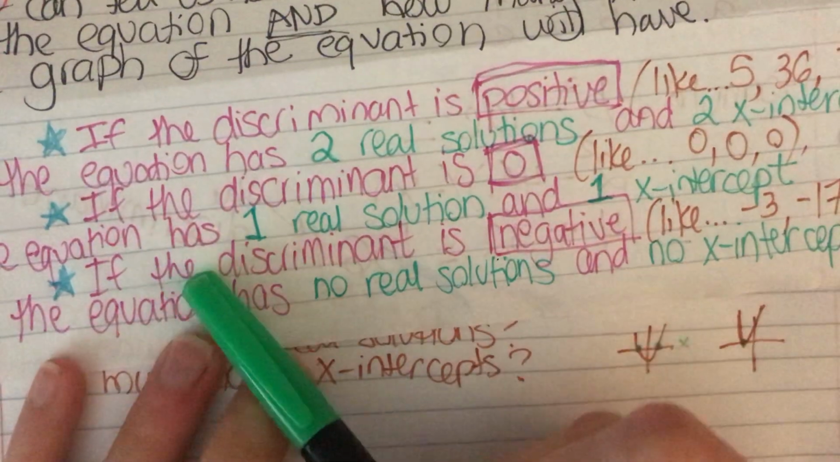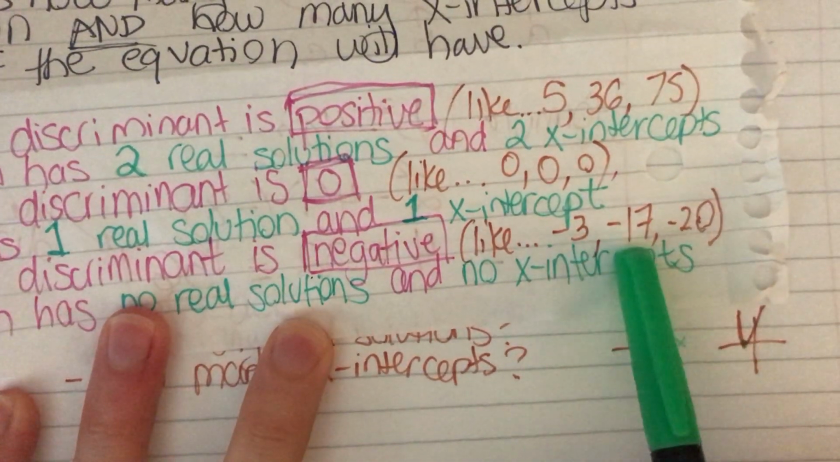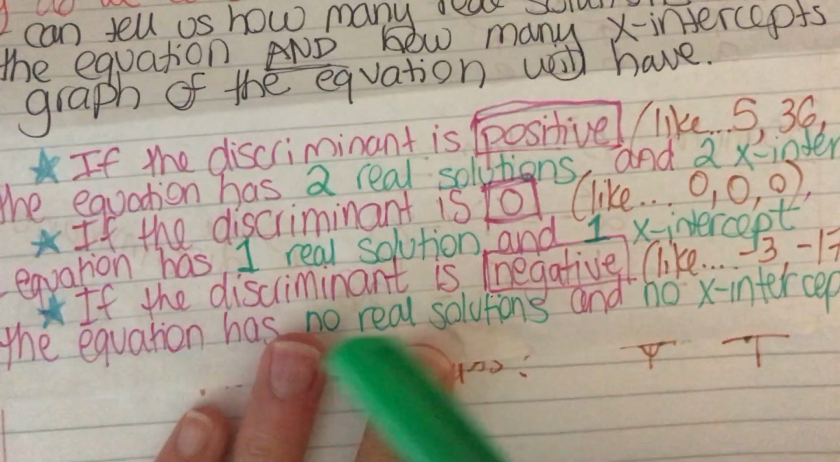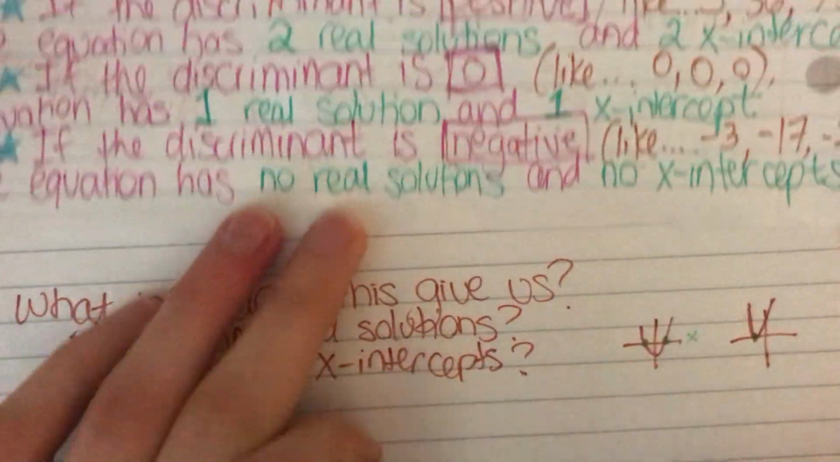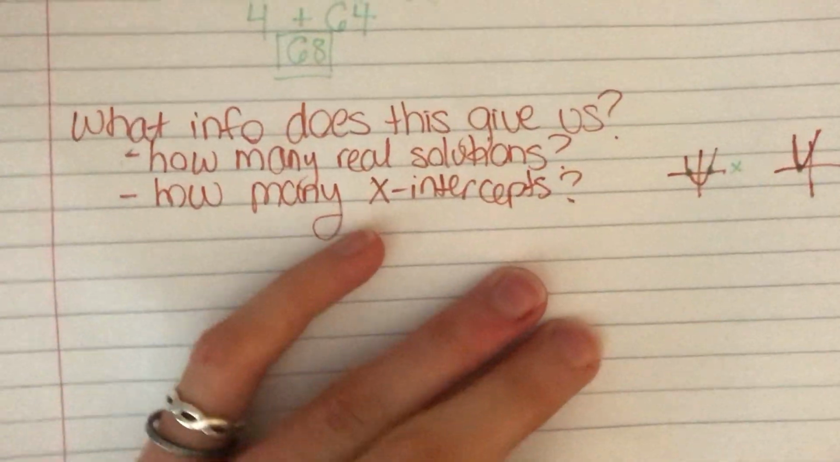And then finally, what about if the discriminant is negative? If it's a negative number, like -3, -17, or -20, that will tell us that the equation has no real solutions and no x-intercepts. So that's a lot of words, and I'm just going to kind of condense that into bullet point form down here.